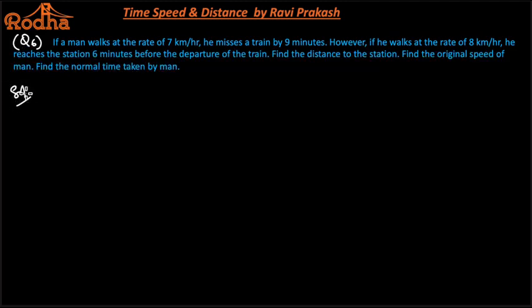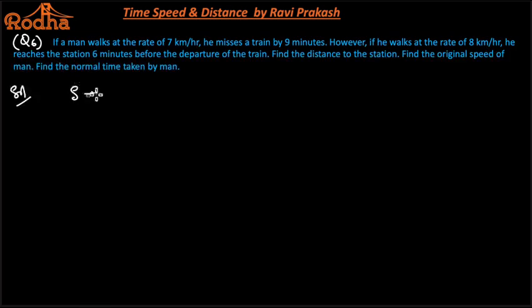It says that if a man walks at the rate of 7 km per hour, he misses a train by 9 minutes. So कोई person है, he is walking at the rate of 7 km per hour and he will miss the train by 9 minutes. However, if he walks at the rate of 8 km per hour, he reaches the station 6 minutes before its departure. So see what is happening actually here.